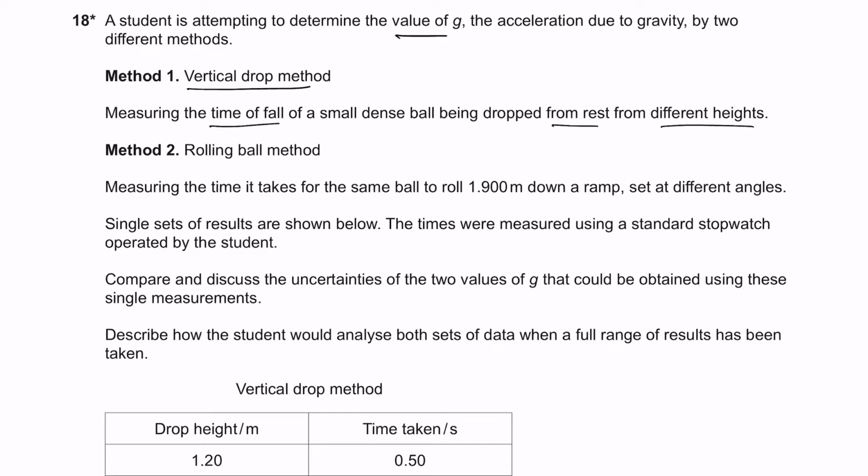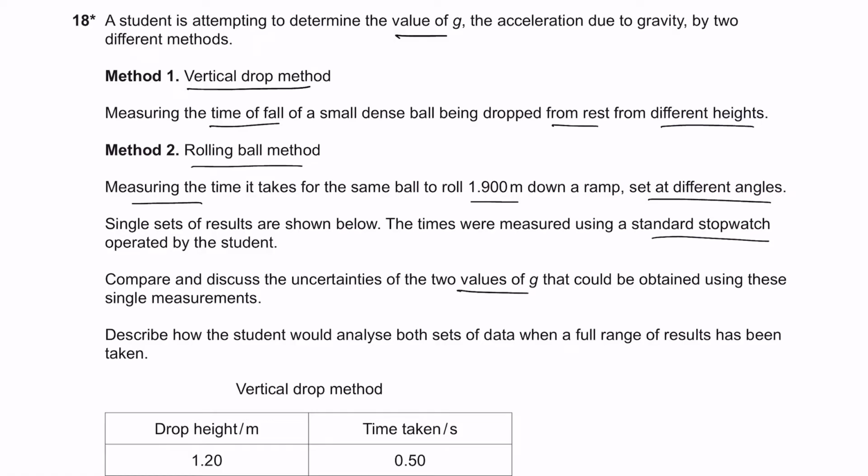And method 2 is where you have the rolling ball method, where the student is measuring the time it takes for the same ball to roll a set distance down a ramp at different angles. So single sets of results have been shown below, and the times were measured using a standard stopwatch operated by the student. Okay, so there's going to be reaction time.